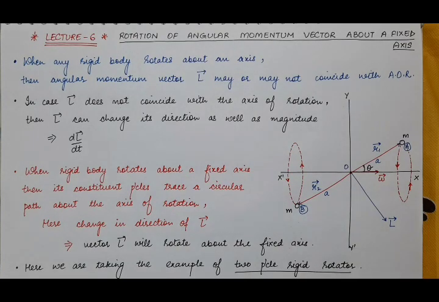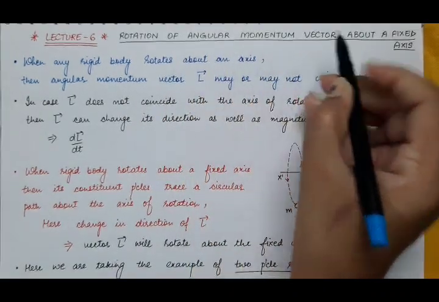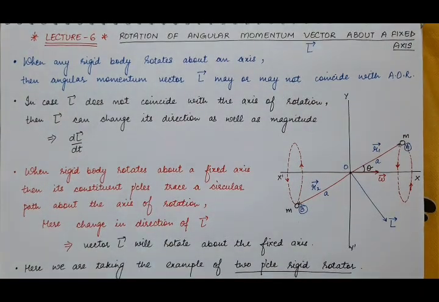Good morning students. In this lecture 6 of mechanics, the next topic which we are going to discuss is rotation of angular momentum vector L about a fixed axis, and that fixed axis is the axis of rotation. So first of all, how this angular momentum vector rotates.